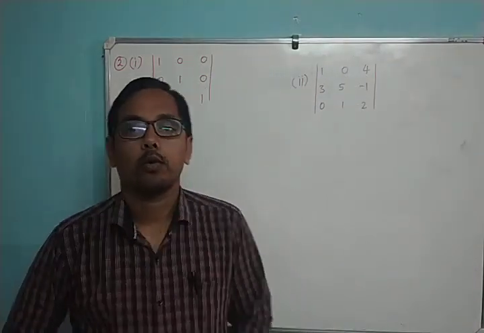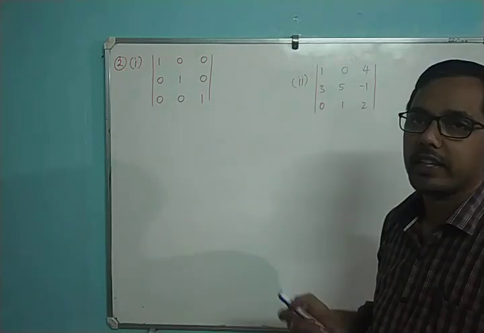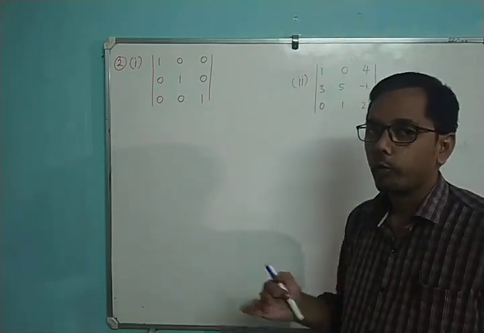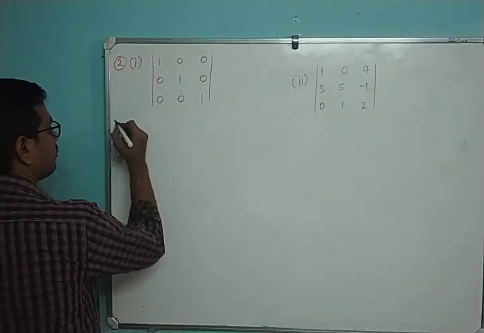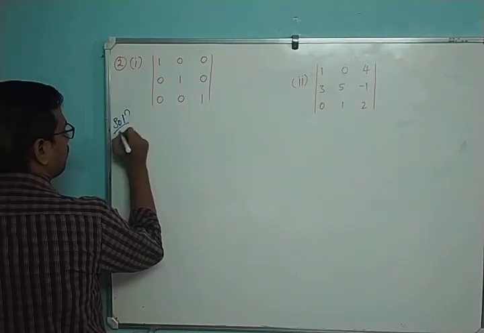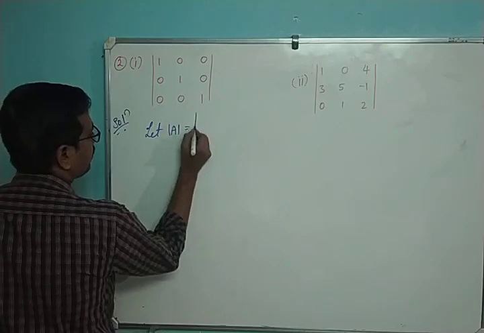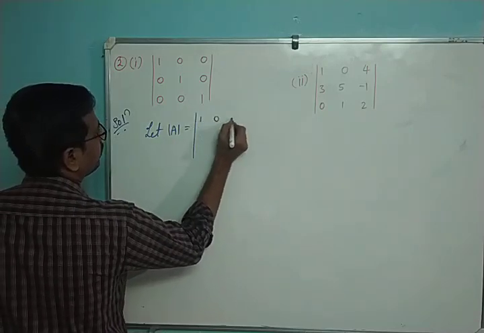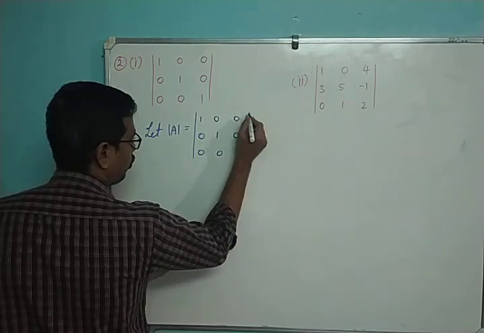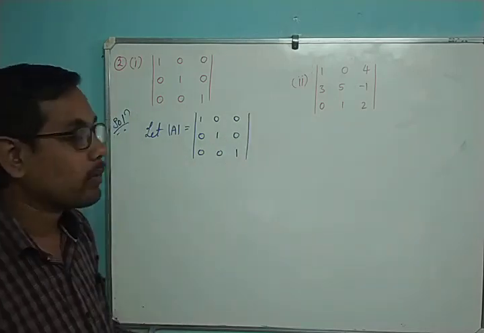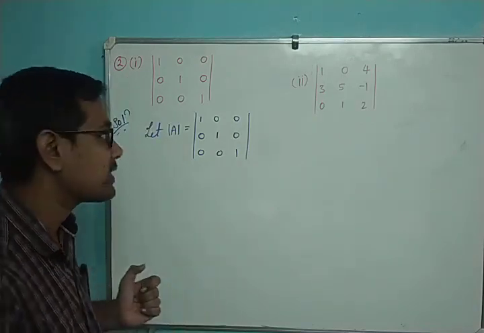Okay friends, so I hope you have understood the previous thing. So let's extend that knowledge to solve the 3 cross 3 determinant. Try to find the cofactors and minors for this 3 cross 3 determinant. Let determinant A is equal to 1 0 0, 0 1 0, 0 0 1. Okay, this is our given determinant value. We need to find the value of minors and cofactors for this determinant.